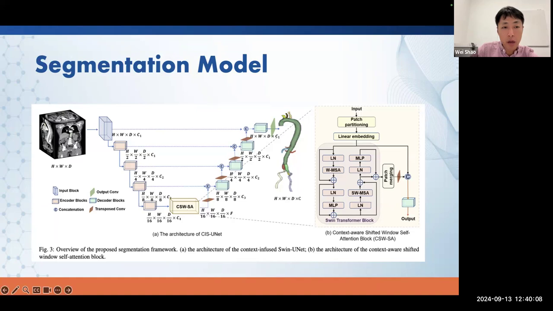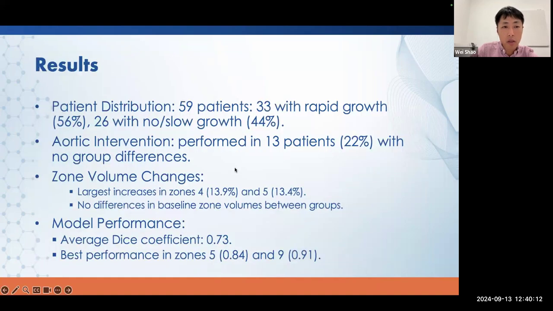This is the visual result: we have the input, and this is the prediction by our model. To summarize the results, our model did a pretty decent job. We have an average Dice coefficient of 0.73, averaged over 14 different zones. And by applying this AI model to all image regions at different zones, we found that over time, zone 4 and zone 5 are the two regions that grow so fast.